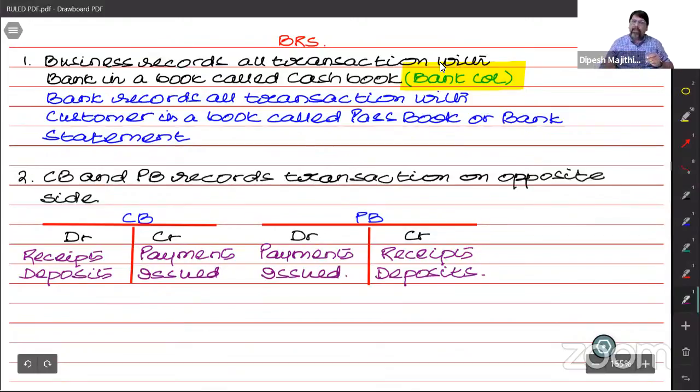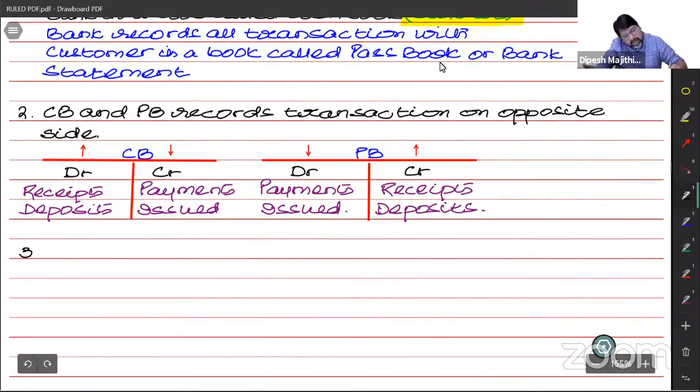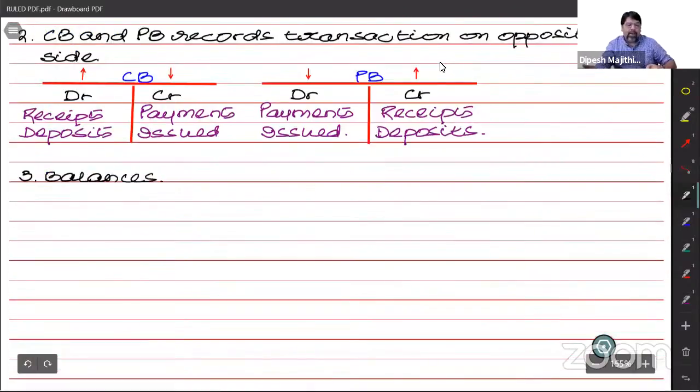So remember, chartered, this is very, very important. What we record on the debit side, cash book increases on the debit side and decreases on the credit side. Passbook decreases on the debit side. Correct? Now chartered, this is how cash book and passbook work on opposite sides. Point number 3, chartered: balances. As you all know, chartered, there are two types of balances.